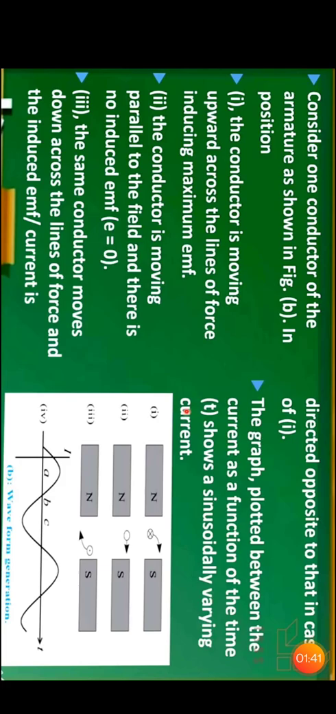At the next position, the same conductor moves down across the lines of force and the induced EMF or current is directed opposite to that of the first case. The graph plotted between the current as a function of time t shows a sinusoidally varying current.